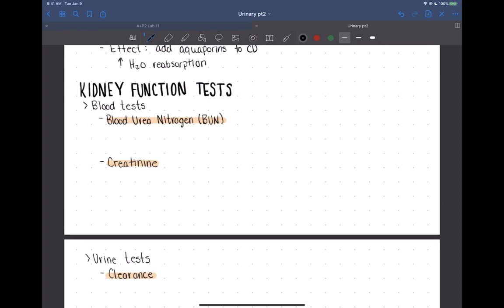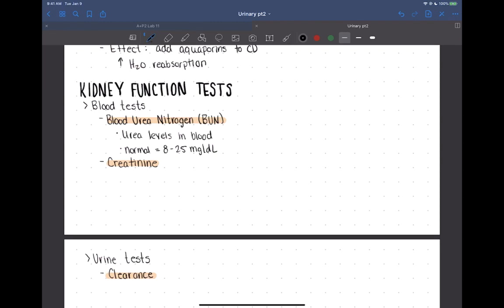So you can do a blood urea nitrogen. It's called a BUN. And what this is going to measure is the urea levels in the blood. And so they should not be elevated, right? So the normal value is around 8 to 25 milligrams per deciliter. Okay, and so if that BUN is elevated, that tells you that the kidney is not functioning properly.